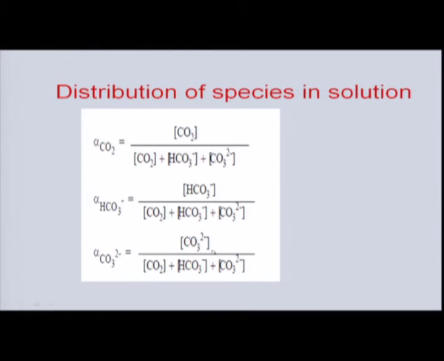So, the distribution of species concentration, if you want to find out, the chemical equilibrium equation can be applied, and you can find the amount of free carbon dioxide, the fraction of bicarbonate, and the fraction of carbonate using the chemical equilibrium equation as we have seen before. And the atmospheric free concentration also provides the solubility in water.